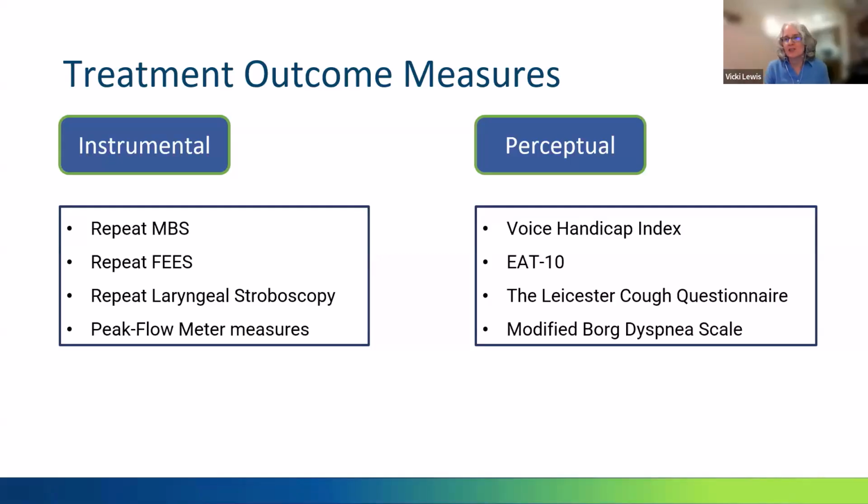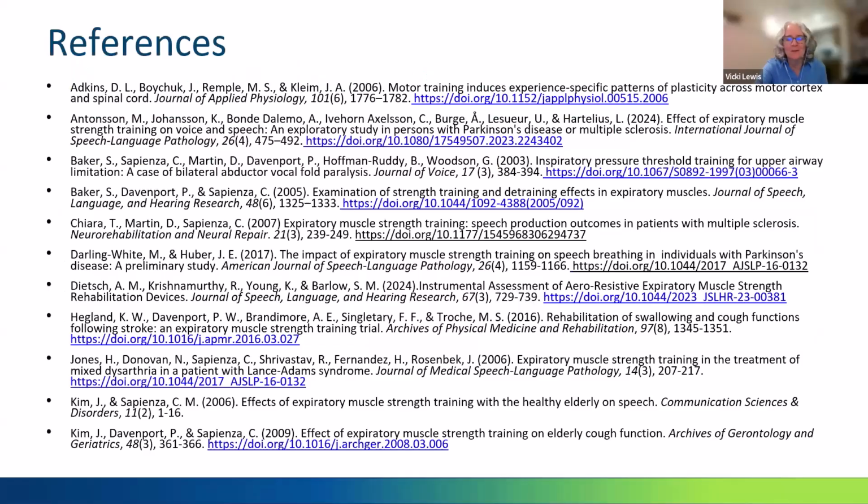Perceptually, patient scales, the voice handicap index, the EAT-10, the Leicester cough questionnaire, talking about cough effectiveness. And if you're working on breathing, maybe with the IMST, looking at the modified Borg dyspnea scale potentially. So just some things to keep in mind, keep in your back pocket, if you will.